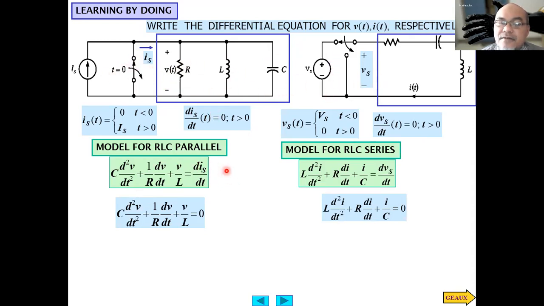This can be simplified: in the left side of the circuit, dIs/dt can be simplified into 0 at t larger than 0 because this is a constant. Well, on the right side of the circuit, dVs/dt can also be simplified as 0 because at t larger than 0, Vs here equals 0.